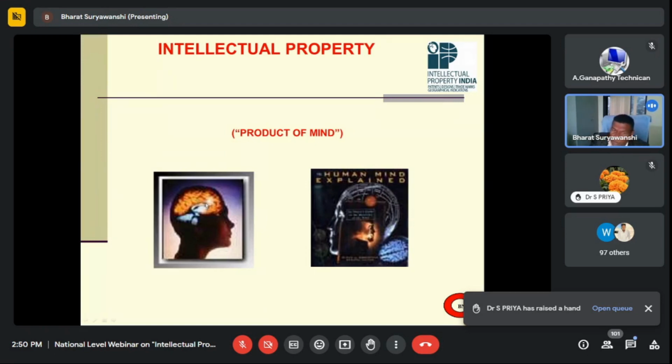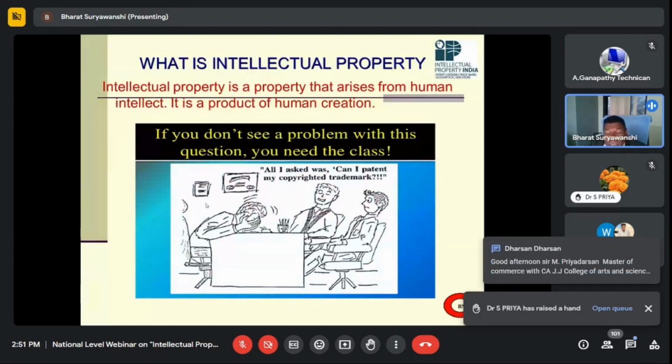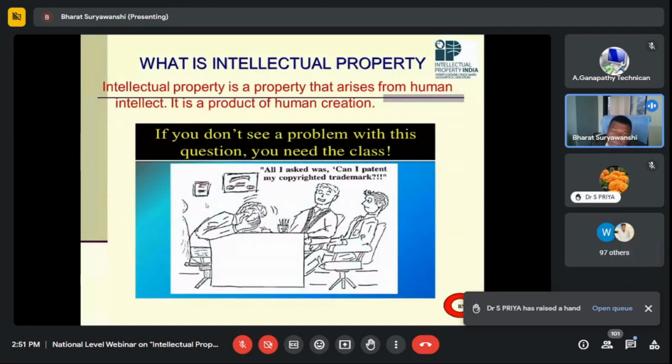Let us see how that property arises. When you're discussing any topic with your professor in the classroom or in the laboratory, or sitting alone or in a group of people trying to solve some problems or giving a solution for that. Therefore, the property that arises from the human mind, or the product of human creation, is called intellectual property. For example, today we are sitting together discussing shampoos, different kinds of shampoo.